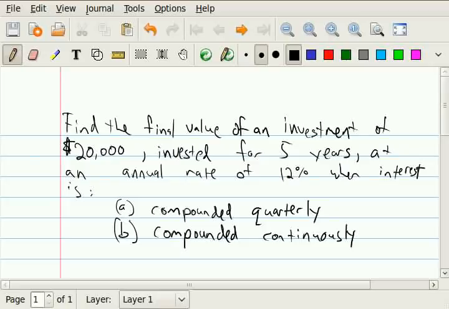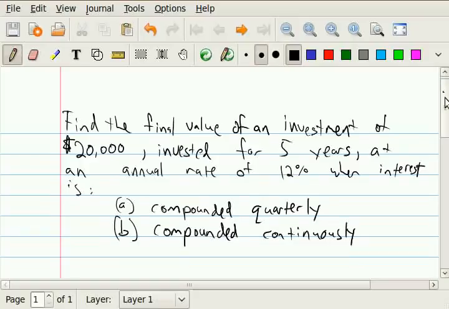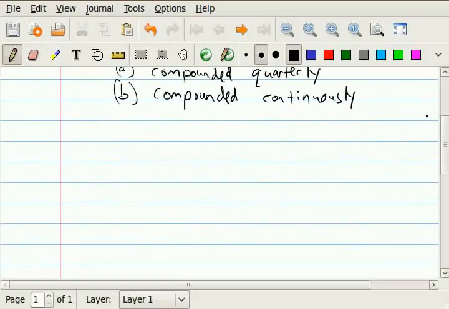But so the problem is this: find the value of an investment of $20,000 invested for 5 years at an annual rate of 12%, when interest is first compounded quarterly, and then we'll do a second example where interest is compounded continuously. Okay, so let's look at this. So for part A, compounded quarterly, what does that mean?